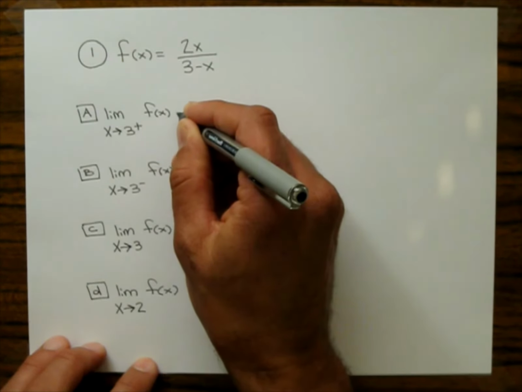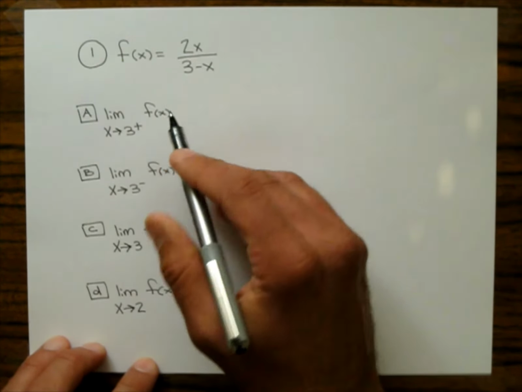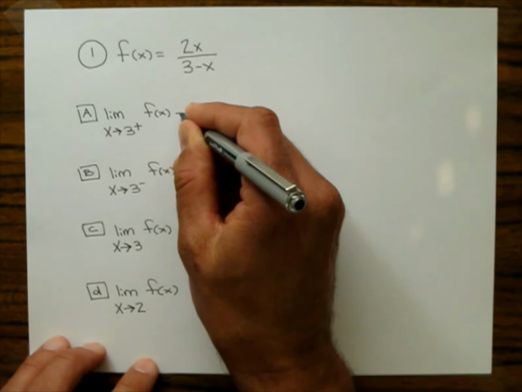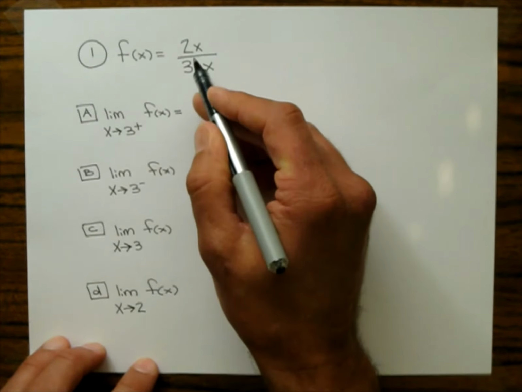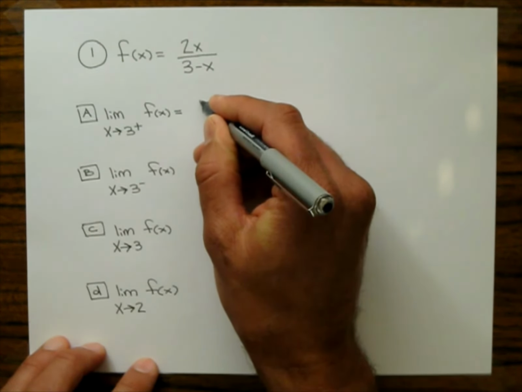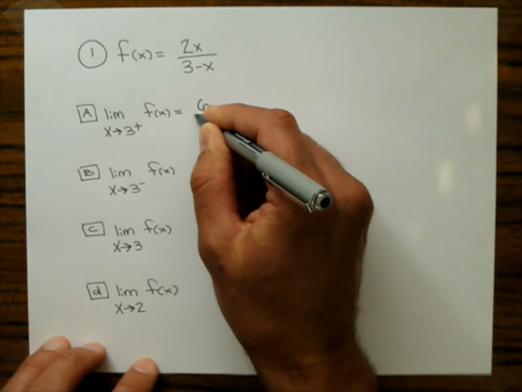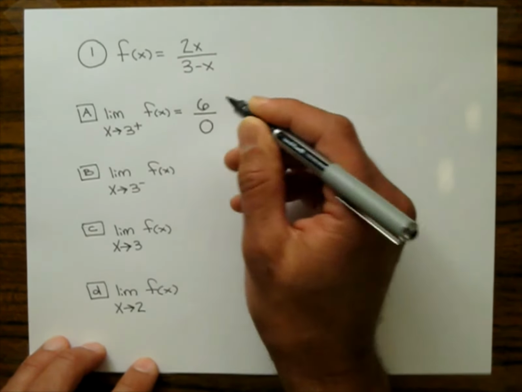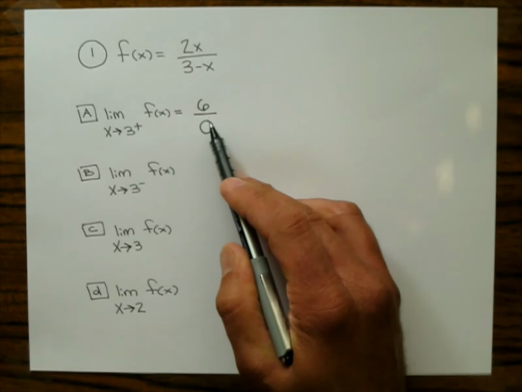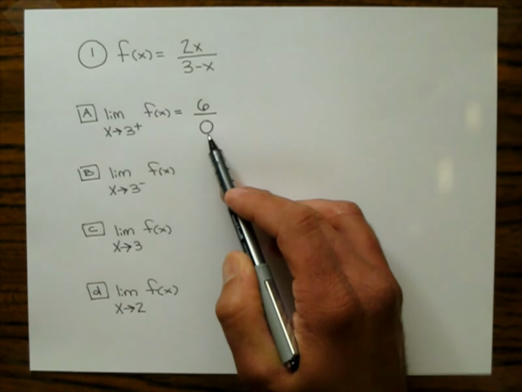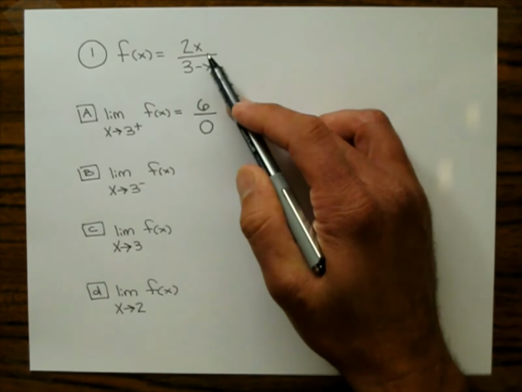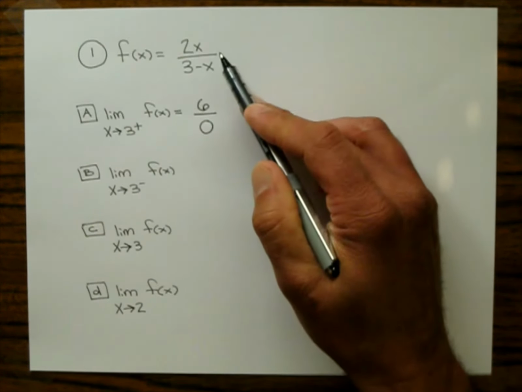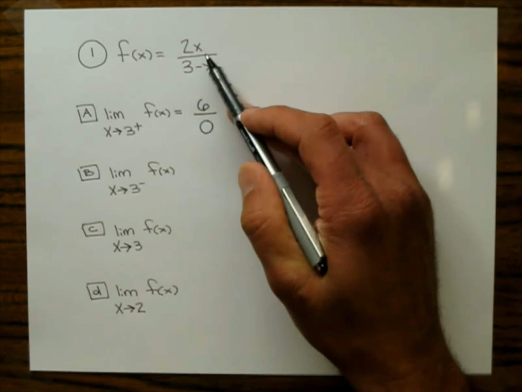when you put 3 into this function. So when I put 3 into this function, I get 2 times 3, which is 6. And on the bottom, I get 3 minus 3, which is 0. Okay, so that's a bad thing. 6 over 0. And in the past, we would say, well, can we do some algebra to this? Can we reduce the fraction and make it so we don't have a 0 on the bottom? Well, we can't this time. We cannot reduce this fraction.